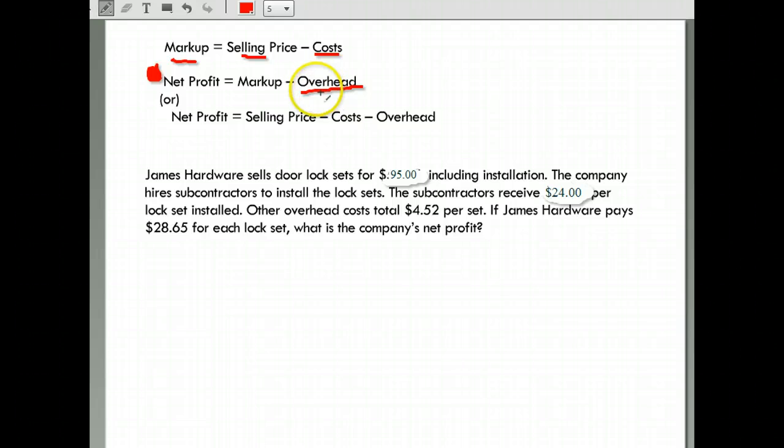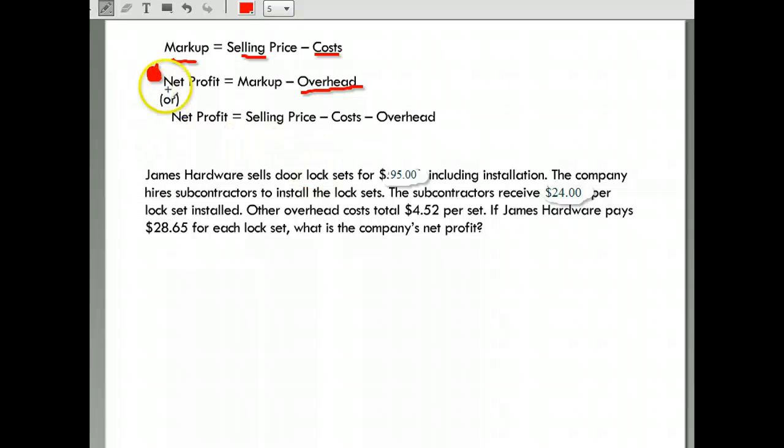Okay, so overhead are things like, in this example below, notice they have a subcontractor who puts those locks in for them. They have to give some of the amount to them. You have the cost of running your business. You have the cost of your employees. You have the cost of renting your space. You have the cost of electricity and power, electricity and water, and things like that.